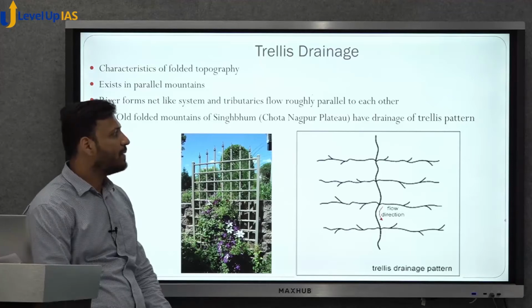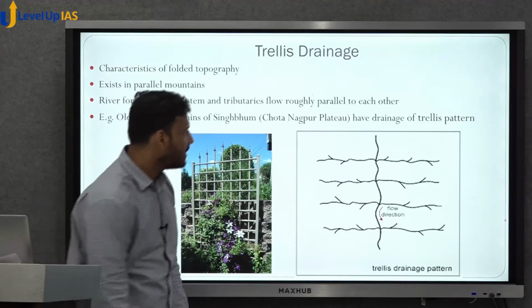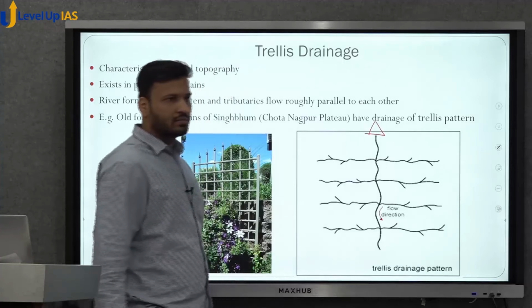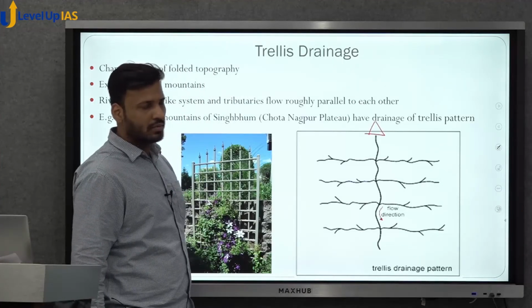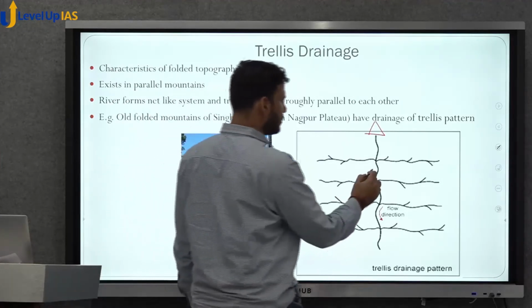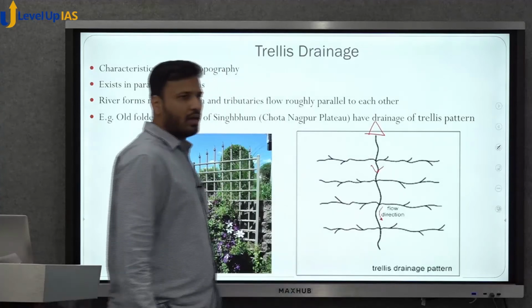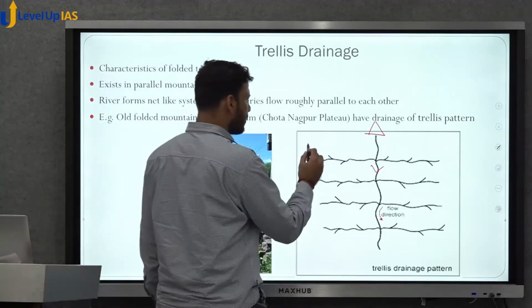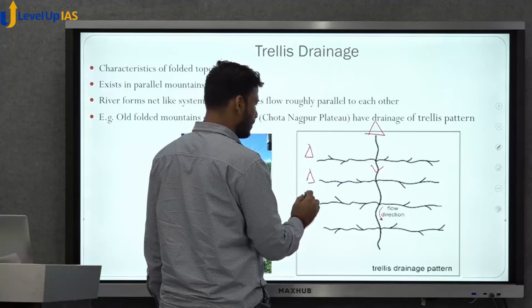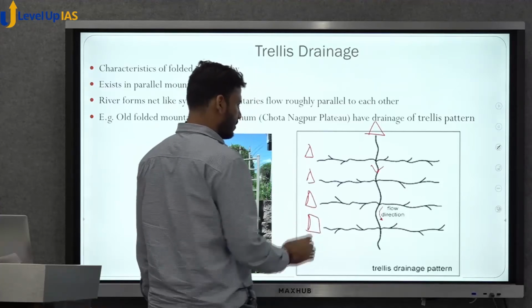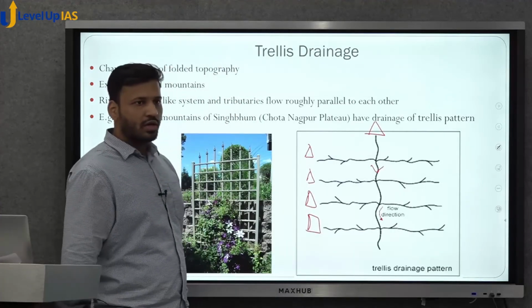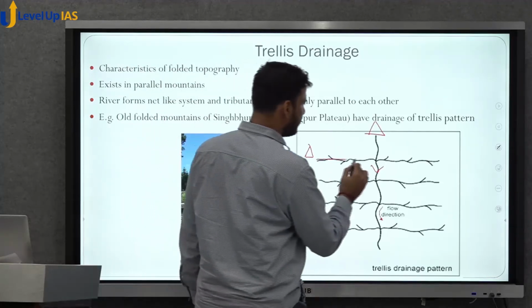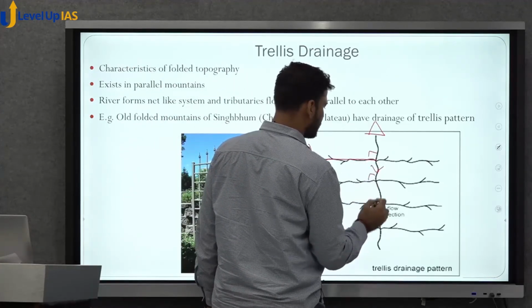So why is this trellis pattern formed? You can see here, this is the main river and its origin. It is flowing in this direction. And parallel to this flow, there are mountains running parallel over here like this. So tributaries are originating on these mountains and they are flowing in a straight line and meeting the river almost at 90 degrees.